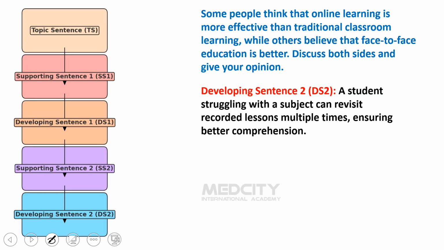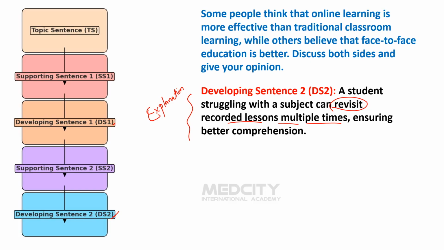Here in this case, it is not an example. An explanation has been provided. Developing sentence 1 was an example. In developing sentence 2, an explanation is given. What is the explanation? A student struggling with a subject can revisit recorded classes multiple times, ensuring better comprehension. You are making it clear about the use of resources.